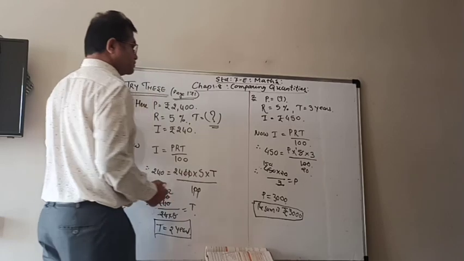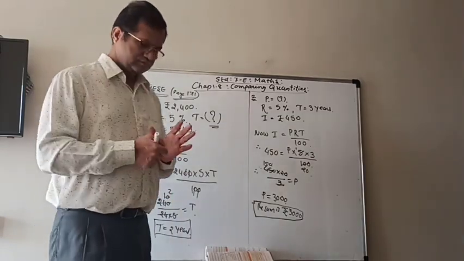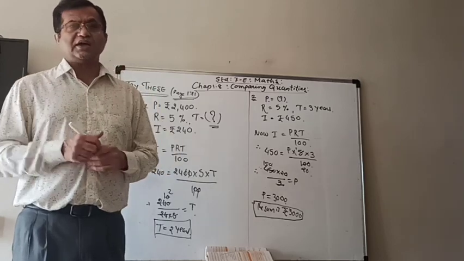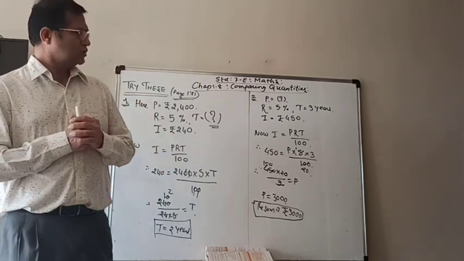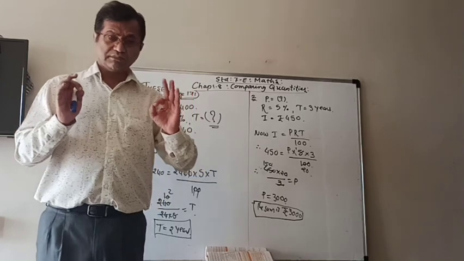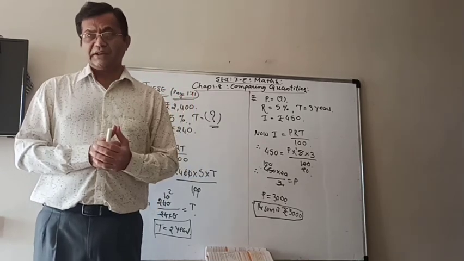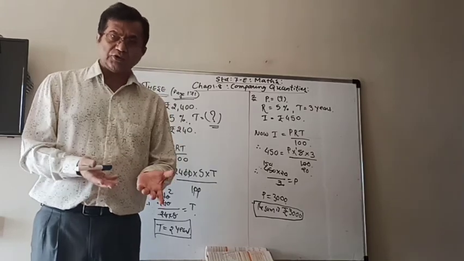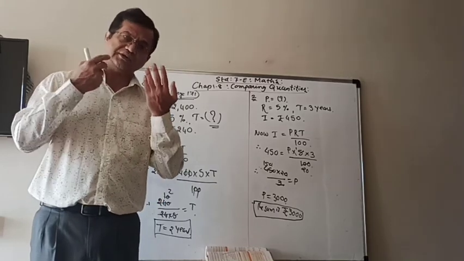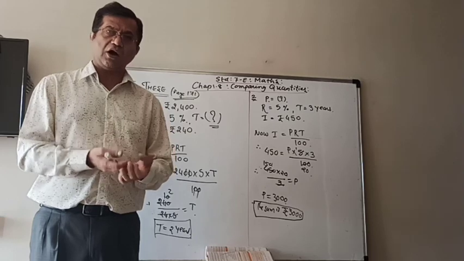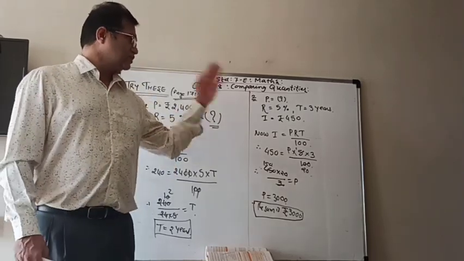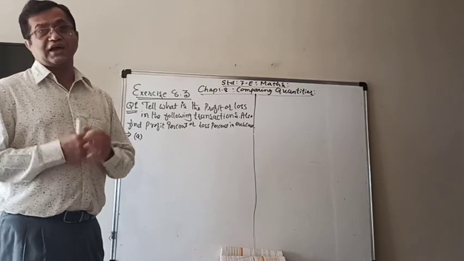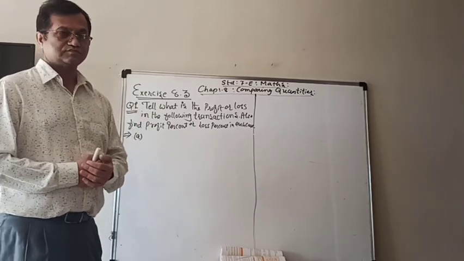So now, whenever you find the interest, in these examples, what we have to remember is only the main thing, the formula. That is PRT upon 100. So if you have to find interest, the principal, the rate or the time period, you can use it like this. Now let us start exercise 8.3.